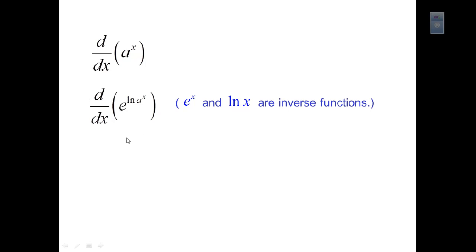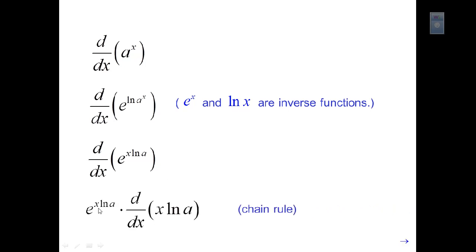So if we do a little bit of playing around here with our inverse functions, e to the natural log of a to the x is the same thing as a to the x, because we're actually introducing this so that we can deal with it. But those would cancel out and leave us with a to the x. We're just going backwards. All right, and then we can use the power rule to move that x out here.